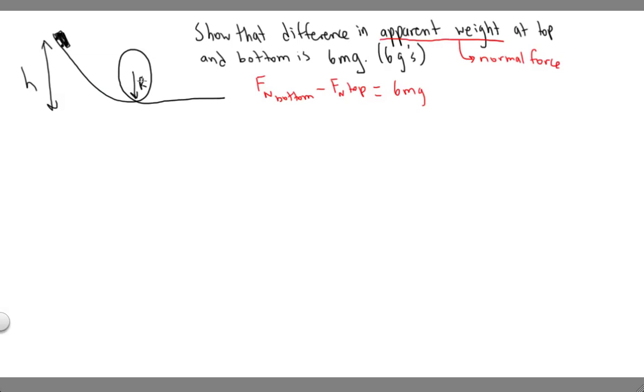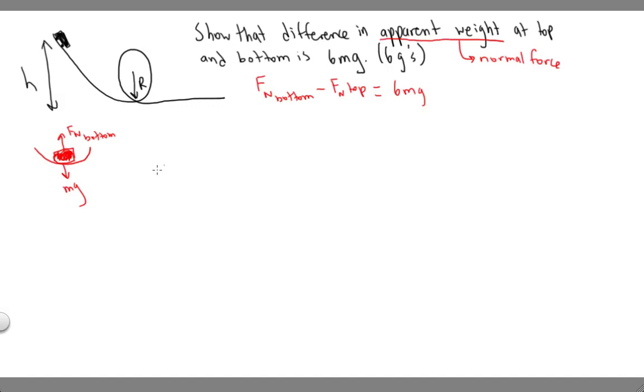So what we're going to do now is look at the loop when it's at the bottom. Here's the car, and this is a free body diagram, so what we're going to do is label the forces. We have a downward force, mg, and we have an upward force, Fn, the normal force. This is the apparent weight, and we want to find an expression for it. This is going to be for the bottom.